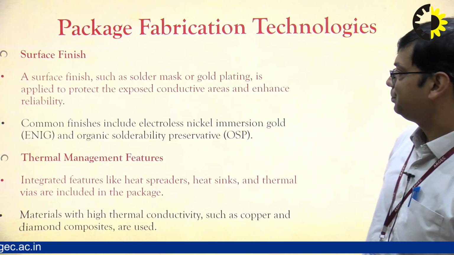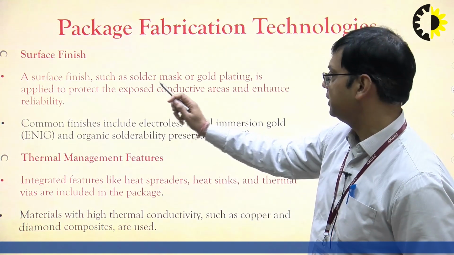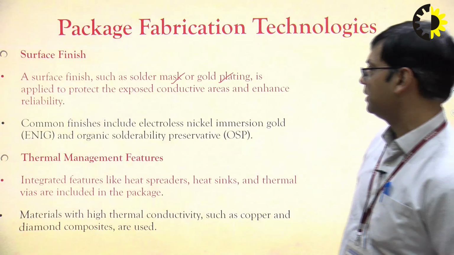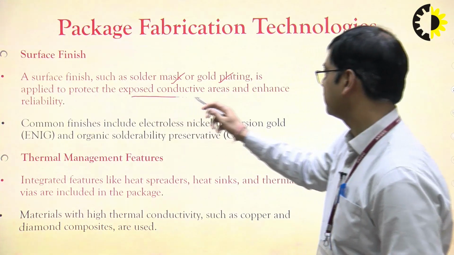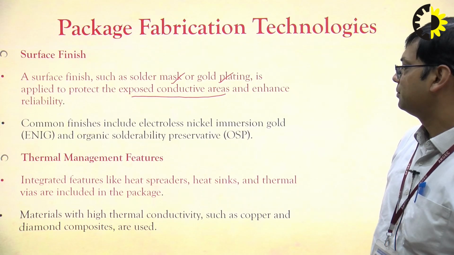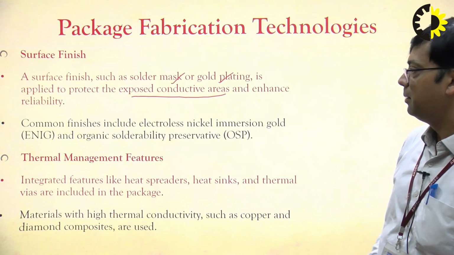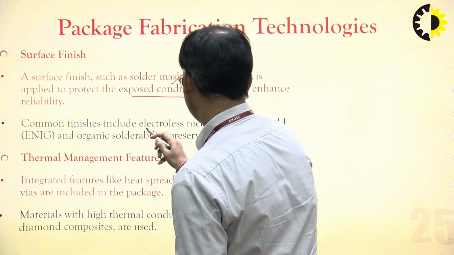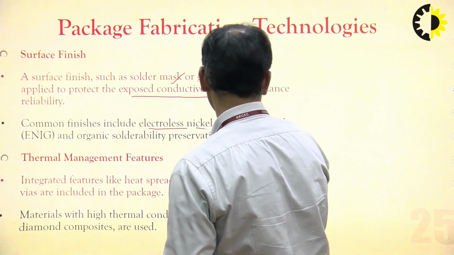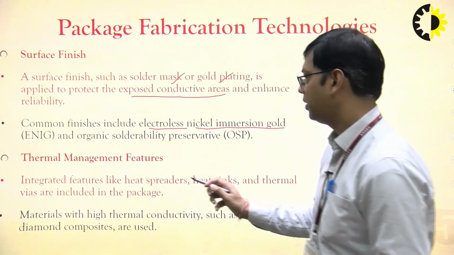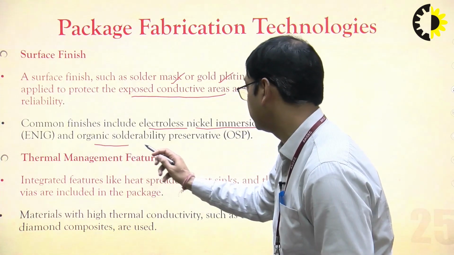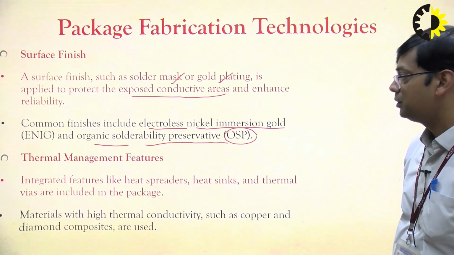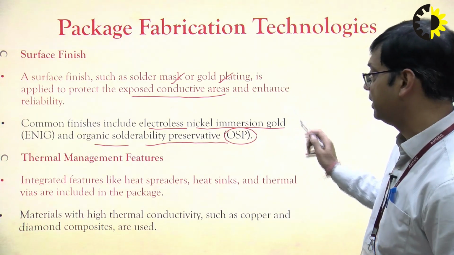Surface finish. A surface finish such as solder mask or gold plating is applied to protect the exposed conducting areas, and it enhances the reliability. Common finishes include electroless nickel immersion gold and organic solderability preservative, OSP. So these are the common finish materials that are used.